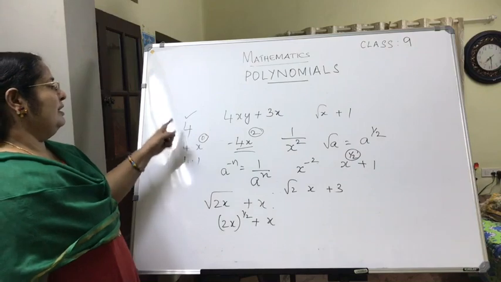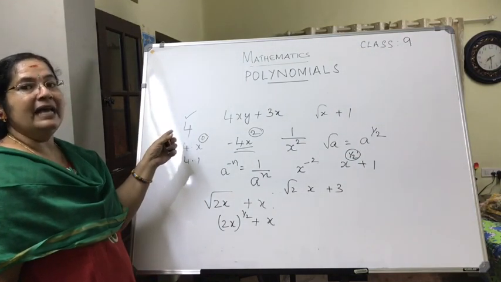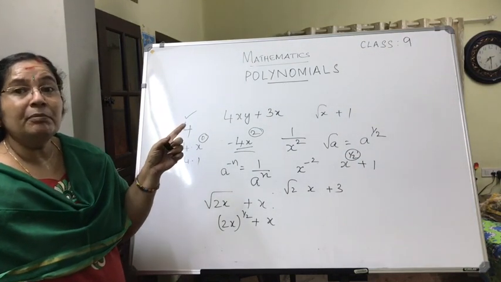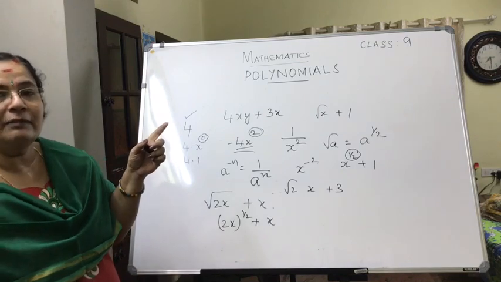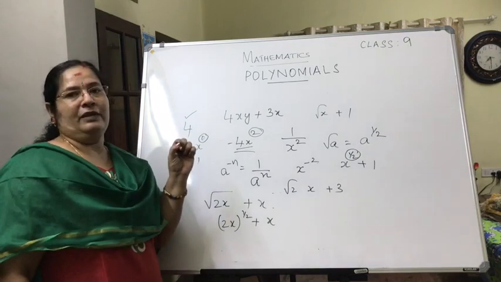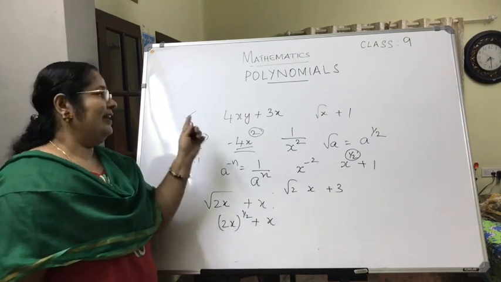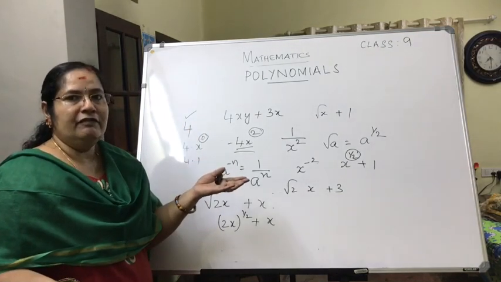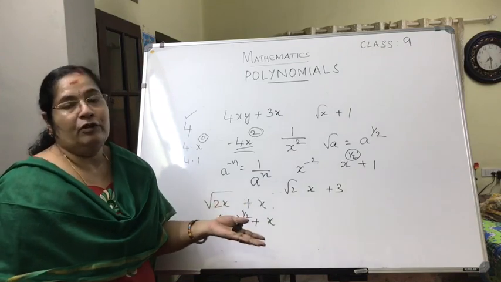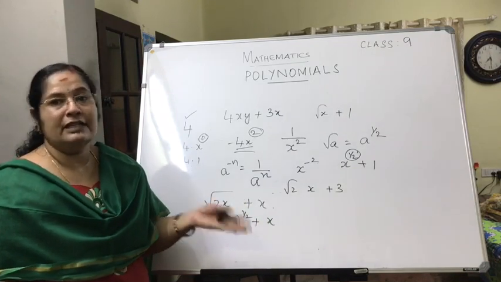And we call these numbers constant polynomials. What do you call them? Constant polynomials, because they are numbers, constants. They are not changing at all. So if you take 15, 15 is a constant polynomial. We call it a constant polynomial.